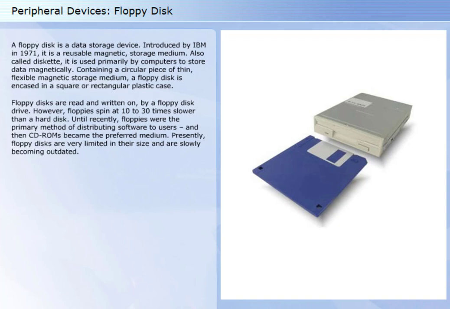However, floppies spin at 10 to 30 times slower than a hard disk. Until recently, floppies were the primary method of distributing software to users, and then CD-ROMs became the preferred medium. Presently, floppy disks are very limited in their size and are slowly becoming outdated.